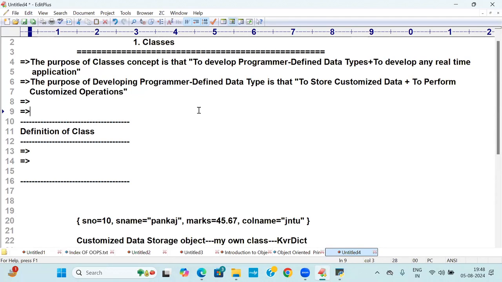Tell me, in my class, what is there? In the camera, on the board, what is there? Data. Data is there. Who is accessing that? You people are accessing. Who am I? Class name. Class name contains what? And accessors. Accessors are nothing but doing operations.